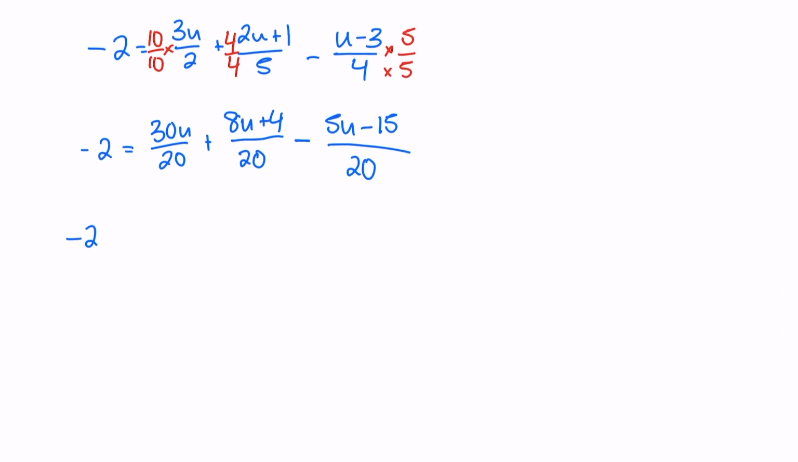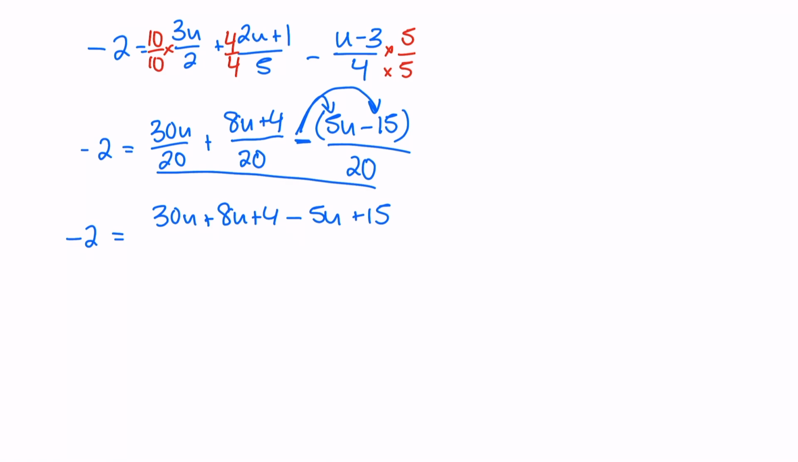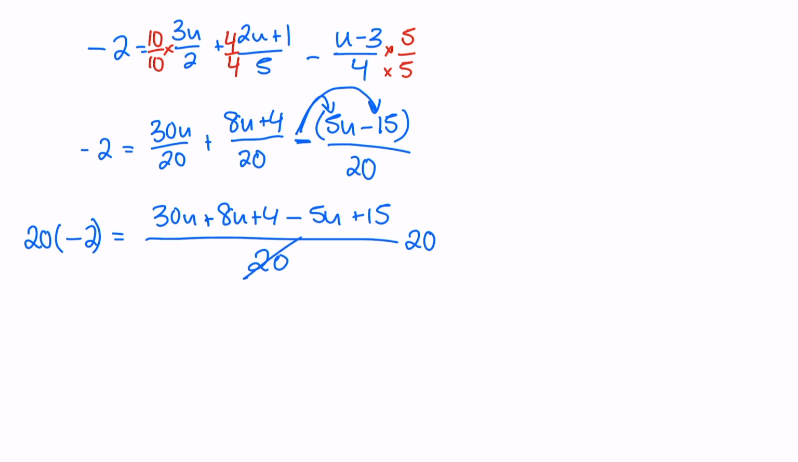So now we get negative 2 is equal to 30u plus 8u plus 4 minus, and remember we're subtracting this entire portion, so this negative sign needs to be applied to each of these terms. So negative 5u, and negative times a negative will make a positive 15. And all of this can be over the common denominator of 20. Now to get rid of this dividing by 20, we need to multiply both sides by 20. So when we multiply both sides by 20, this cancels out, and we get negative 40 is equal to this top portion, but we can simplify it.